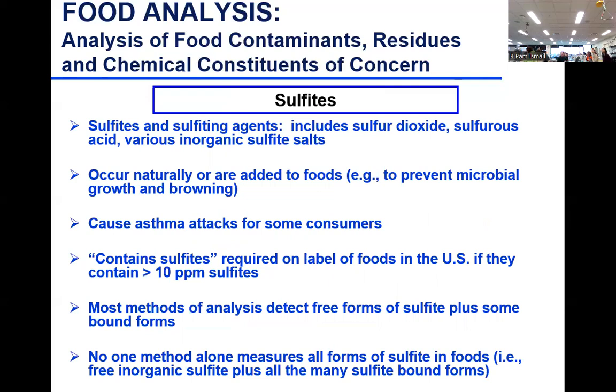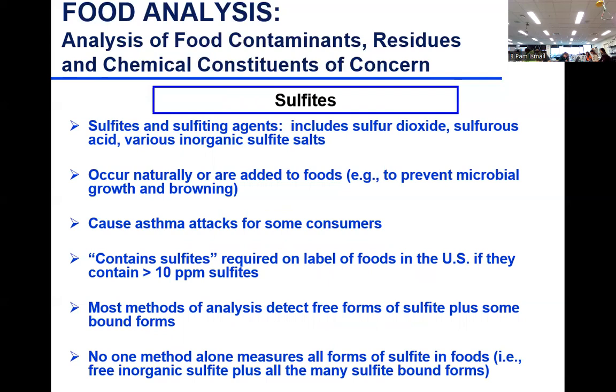You need to know why sulfides can be present in foods. They can be present naturally in wine, or you can add them to prevent microbial growth and browning. So you want to know that, or have an example. Why we don't want it? Because some people have sensitivity to it.